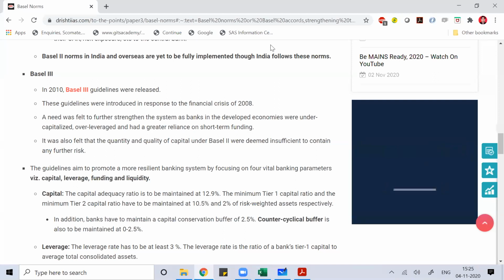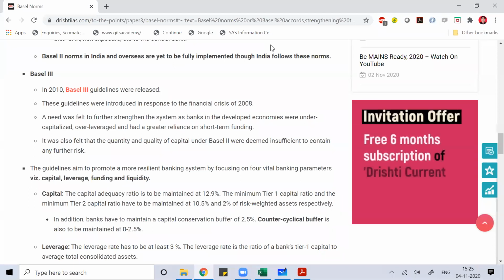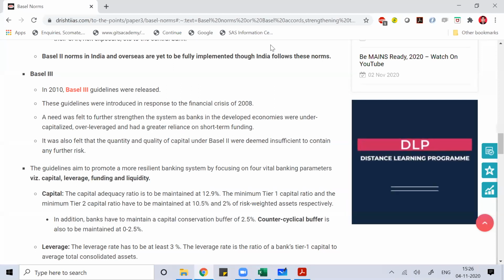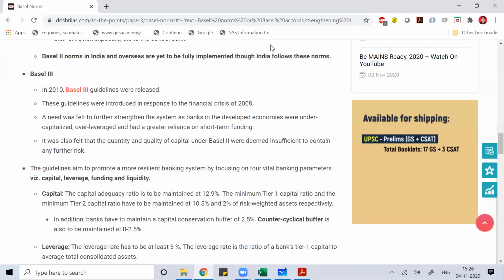Then the financial leverage comes into the picture. So around the world, the banking institutions got involved in too many debt issues, and more complicated instruments were issued in the form of derivatives.